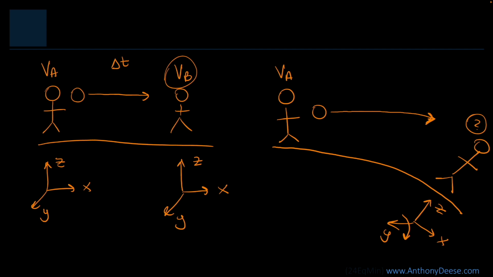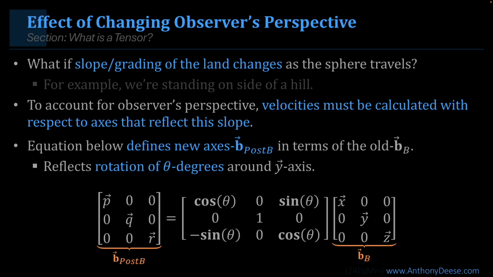So what this person observes is not going to necessarily be the same VB. They're going to observe their own version of VB, which is specific to these axes down here. And let's give these new names. I'm going to call this P, Q, and R instead of X, Y, and Z. So that's the question we're asking here. What if the slope or the grading of the land changes as the ball travels?